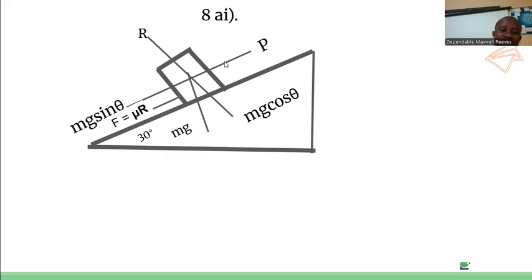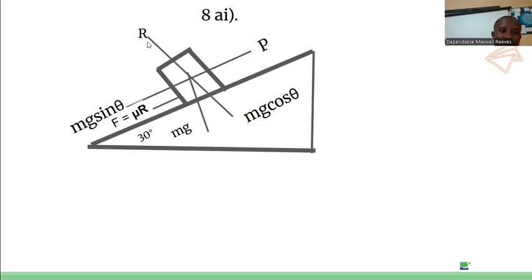Now, we know that the frictional force always acts in the opposite direction to the applied force. So since the pull force is going upward, the frictional force will go in the opposite direction. And this particular plane is inclined at an angle of theta. So resolving all of these forces, the weight has 2 components, the horizontal component and the vertical component. So we have mg cos theta, and here we have mg sin theta.